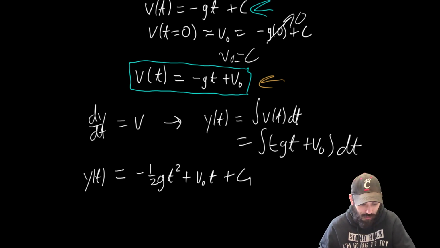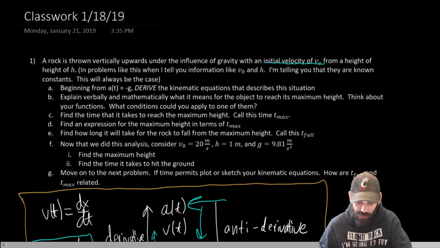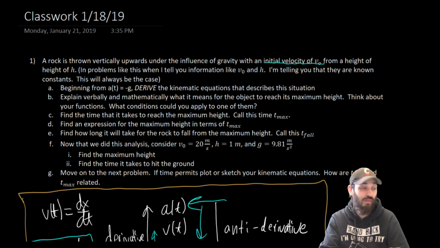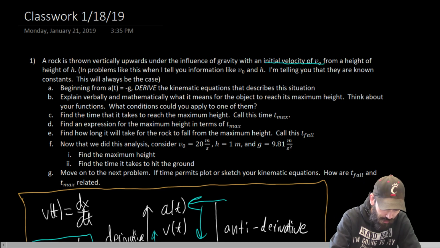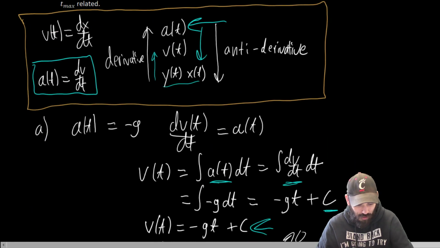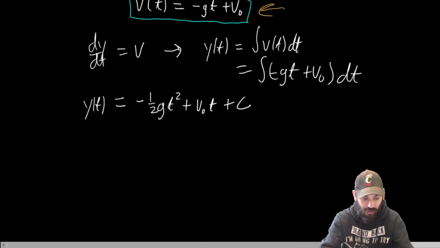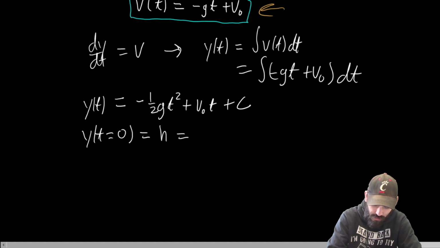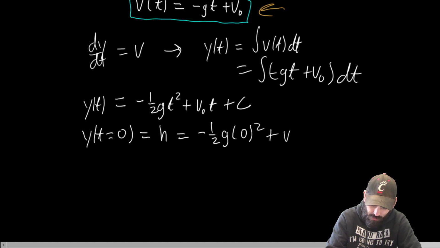Again, in order to do that, we go all the way back up to what our initial conditions are. The first initial condition we used was for the velocity. The second one has to do with the height. So we know that we're at some height of h when we're starting here. So coming on back down here, we can say that y of t equal to 0 is going to be equal to h, which is equal to minus 1/2 g times 0 squared, plus v0 times 0, plus c.